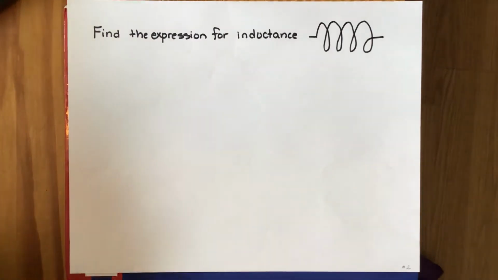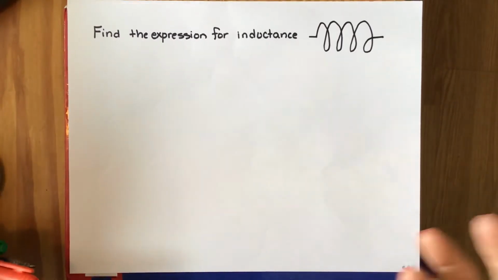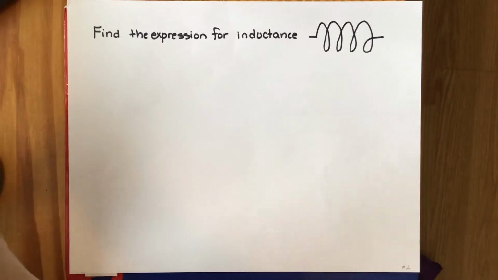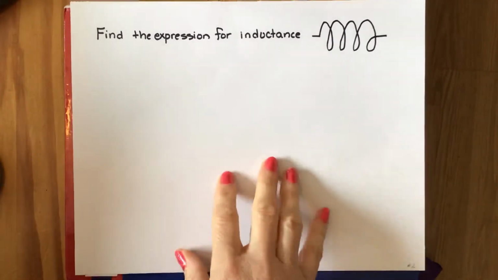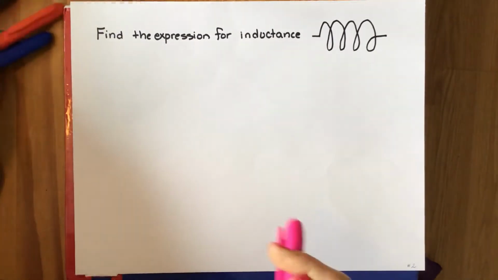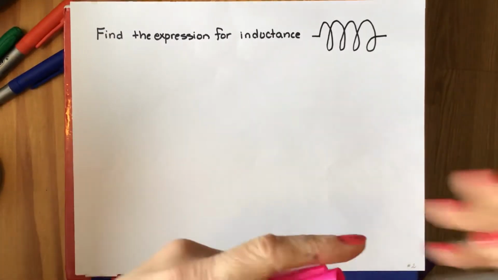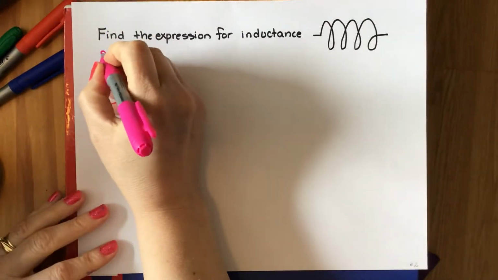So the next thing we want to do now is find the expression for inductance L. So we're going to find the inductance L. We have a solenoid. Let's define some terms here. So let's say we have a solenoid.